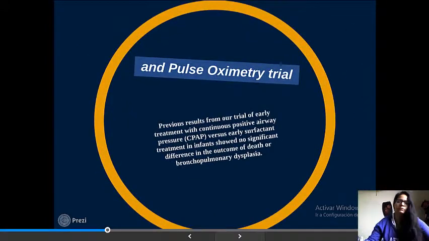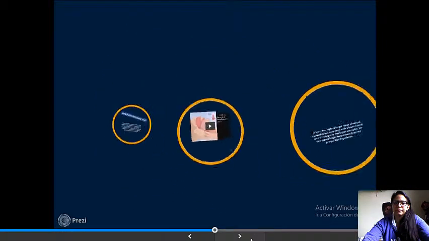And the pulse oximetry trial. Previous results from our trial of the early treatment with continuous positive airway pressure versus early surfactant treatment in infants showed no significant difference in the outcome of death or bronchopulmonary dysplasia.